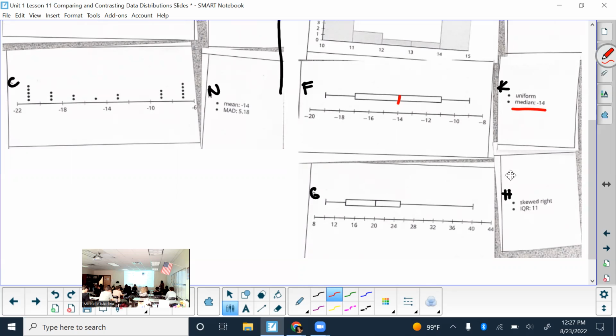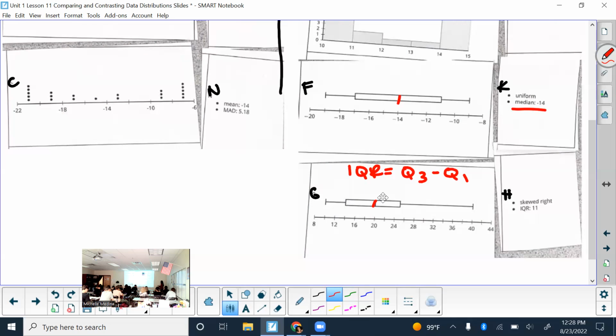So like this one doesn't say median. What's the median of this box plot? 20, but the card that goes with it doesn't say a median of 20. It says an IQR of 11. So you still could easily do that. You just have to do a little bit of math. So what's the formula for IQR? Q3 minus Q1. Good.